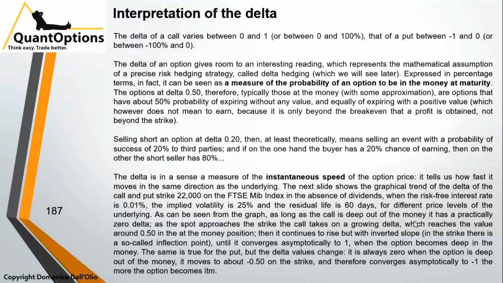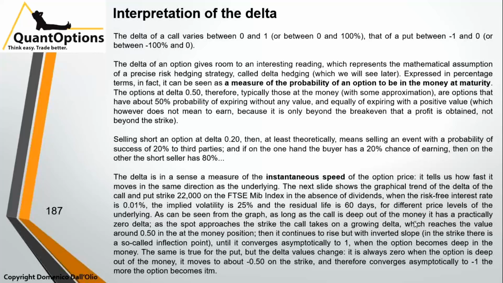Selling short an option having delta 0.20 then, at least theoretically, means selling an event with a probability of success of 20% to someone else. And if on the one end the buyer has a 20% chance of earning, then on the other the short seller has 80% of probabilities to win. The delta is in a sense a measure of the instantaneous speed of the option price. It tells us how fast it moves in the same direction as the underlying.